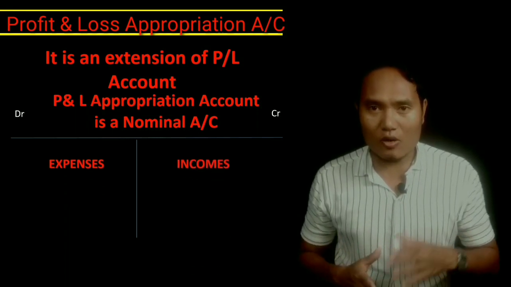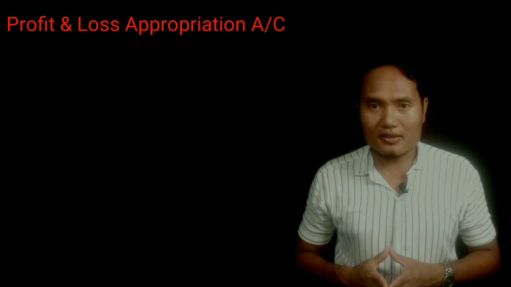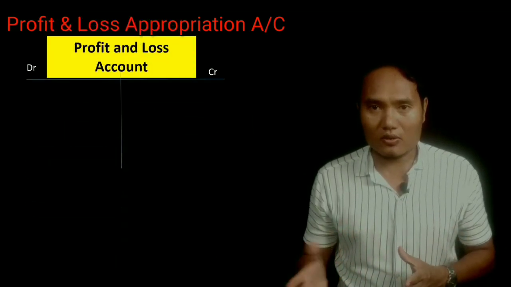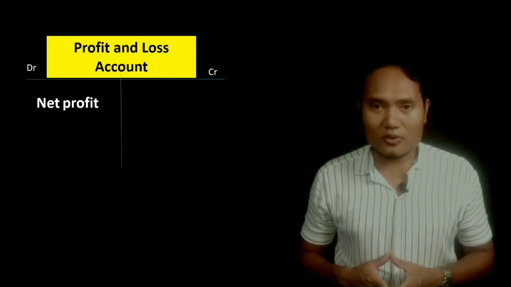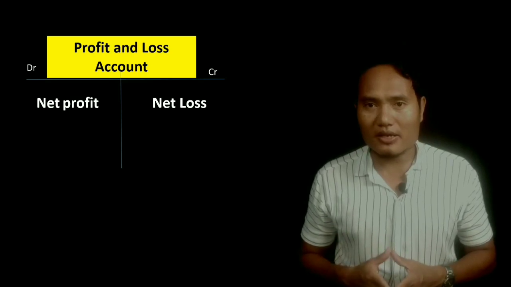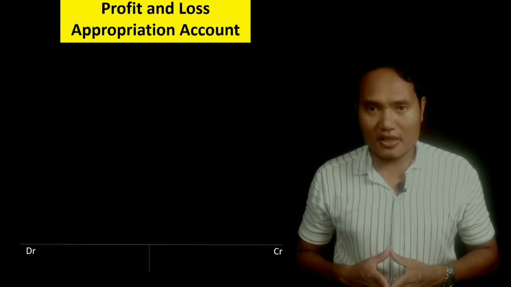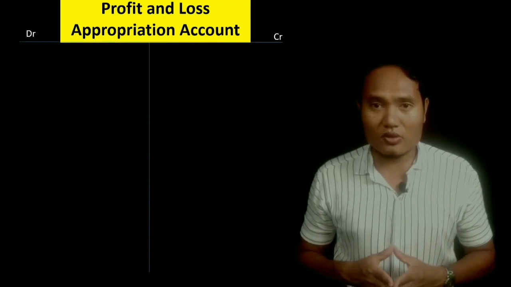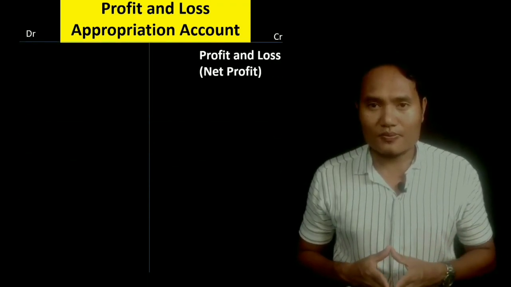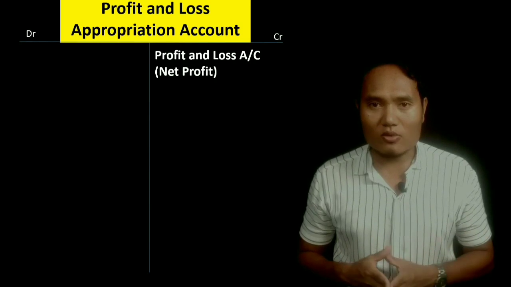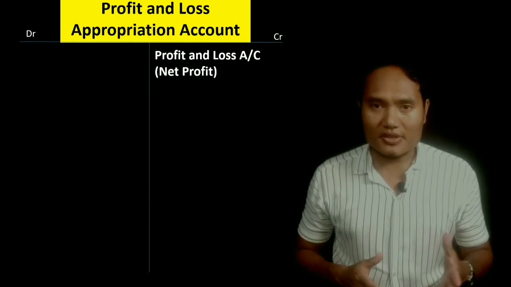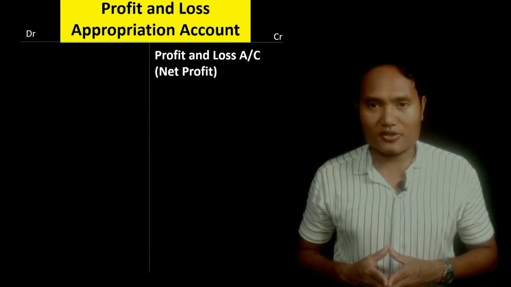In the PL account, the outcome may be either net profit or net loss. If the result shows net profit, then that amount is transferred to the credit side of the PL appropriation account, and if the outcome of the PL account shows net loss, then that amount is transferred to the debit side of the profit and loss appropriation account.